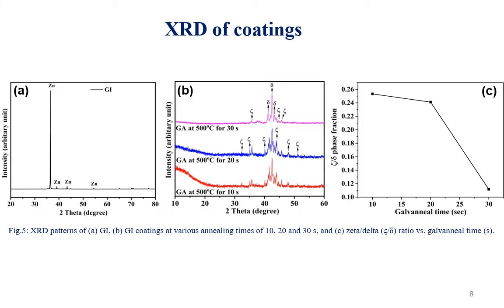So these are the XRD of the coating. The XRD of the galvanizing coating shows pure zinc, and in the case of the galvannealed coating, zeta and delta phases are observed, and I have measured the zeta to delta phase fraction on the coating. The zeta to delta phase fraction on the coating decreases with increasing galvannealing time from 10 to 30 seconds. It means iron content in the coating increases with increasing galvannealing time from 10 to 30 seconds. This is indirectly suggesting that.